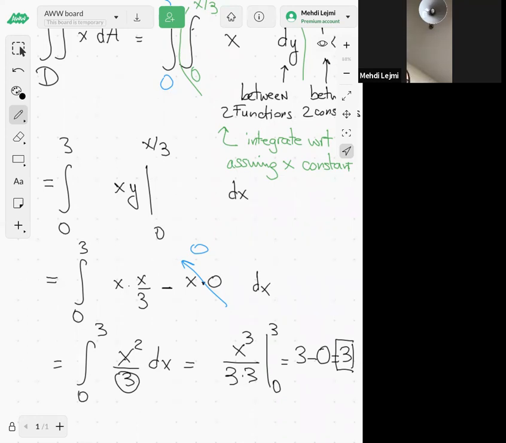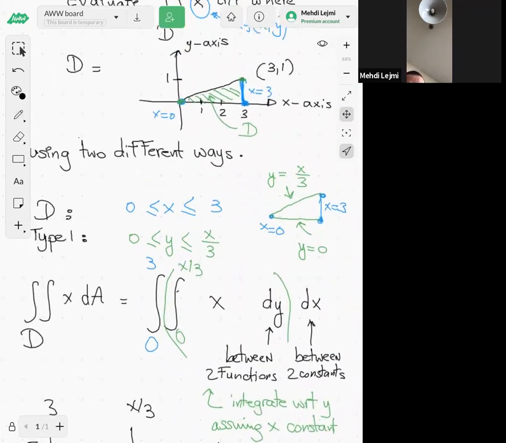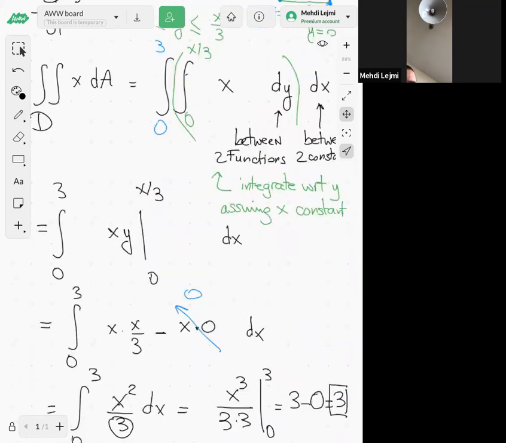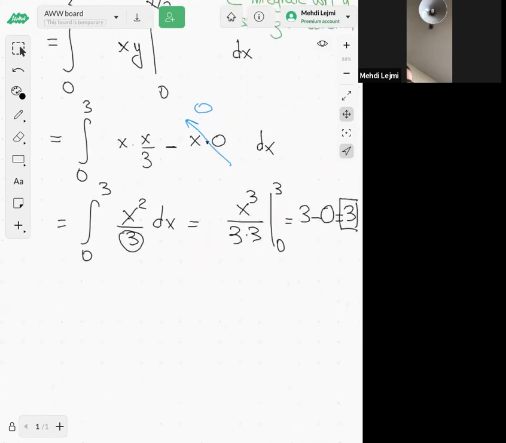Now, if you try to fix y first, now I'm going to describe D as an elementary region of type 2.